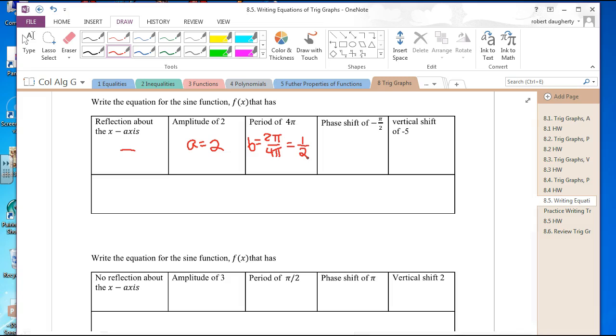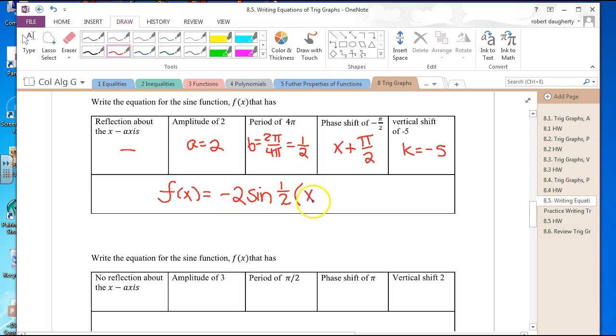Phase shift of minus pi over 2, that's moving which way? To the left. How do I write that it moves to the left? X plus pi over 2, and then k is equal to -5. So what is this equation? F of x equal what? Yep, that's it. Okay.